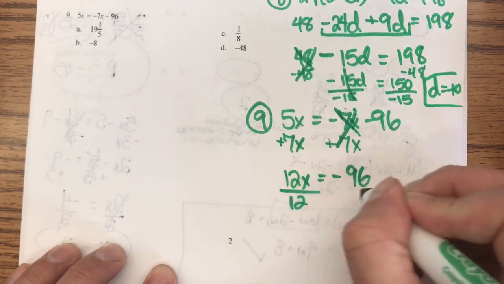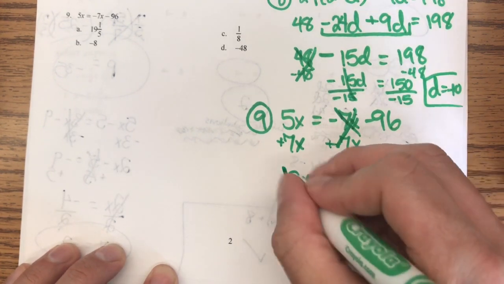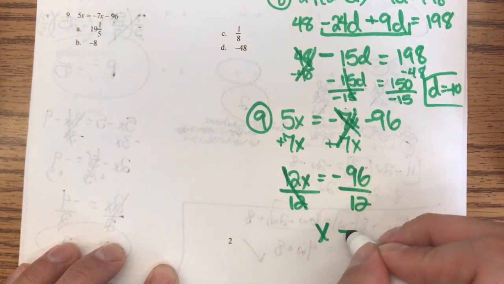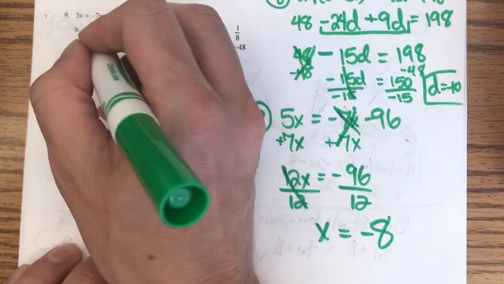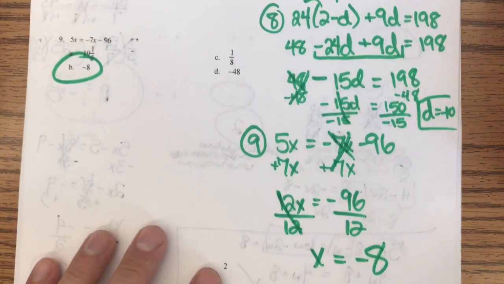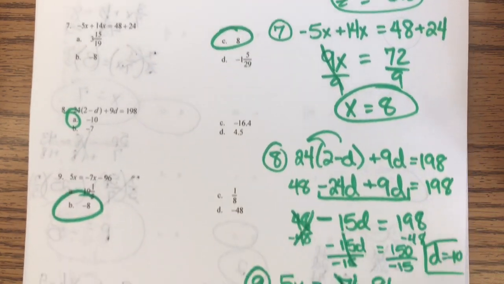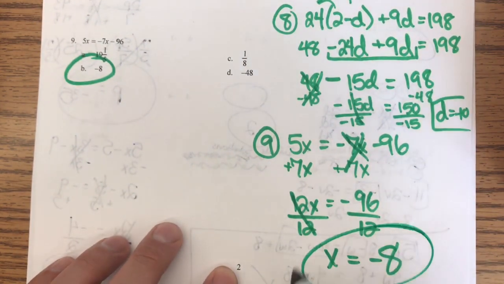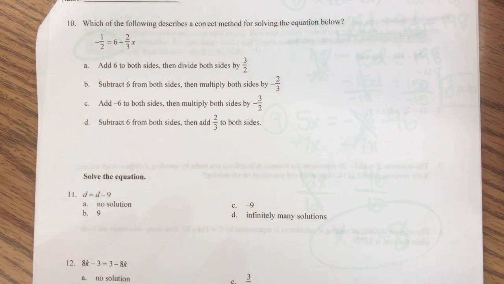Divide both sides by positive 12. I believe that gives me negative 8. There you have it, B. D, C, A, B. The answers to this guy. Page 2 is done. Page 3.